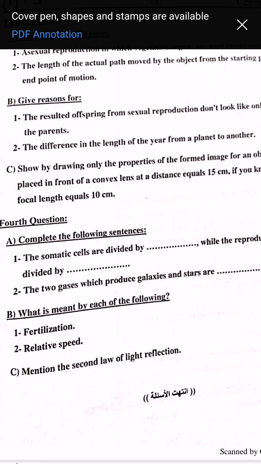Number 2, the difference in the length of the year from a planet to another. Of course, this question is cancelled. This lesson is cancelled.